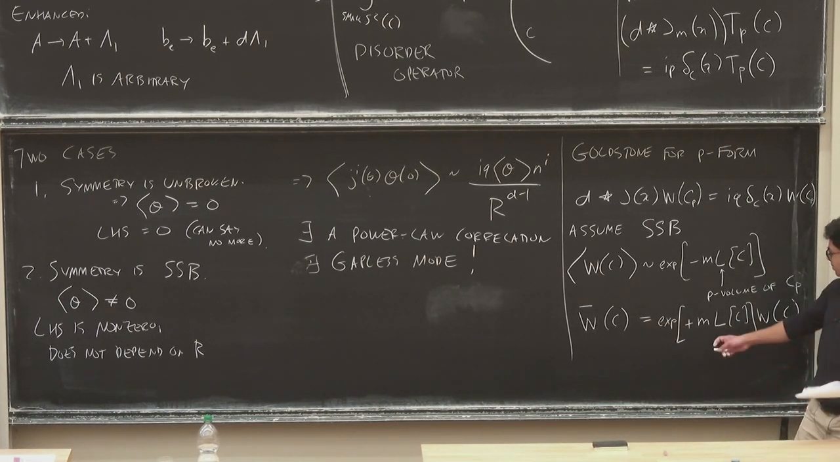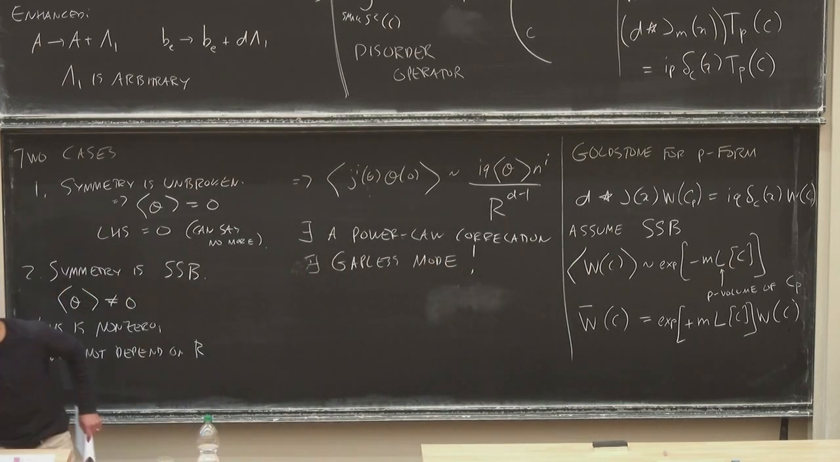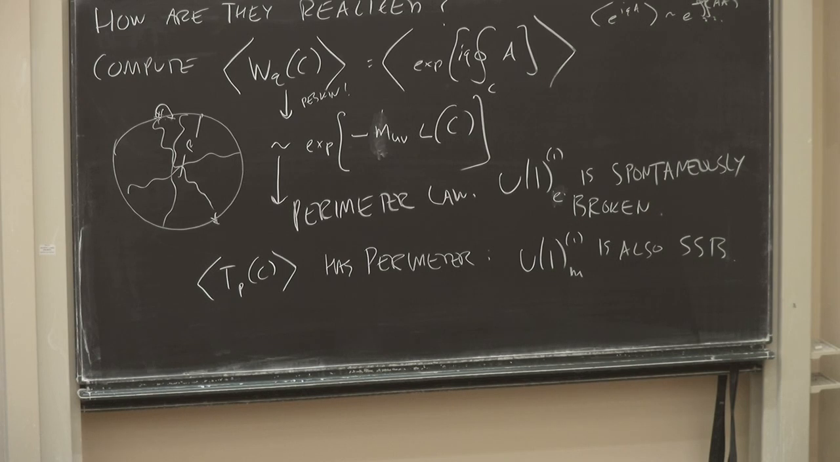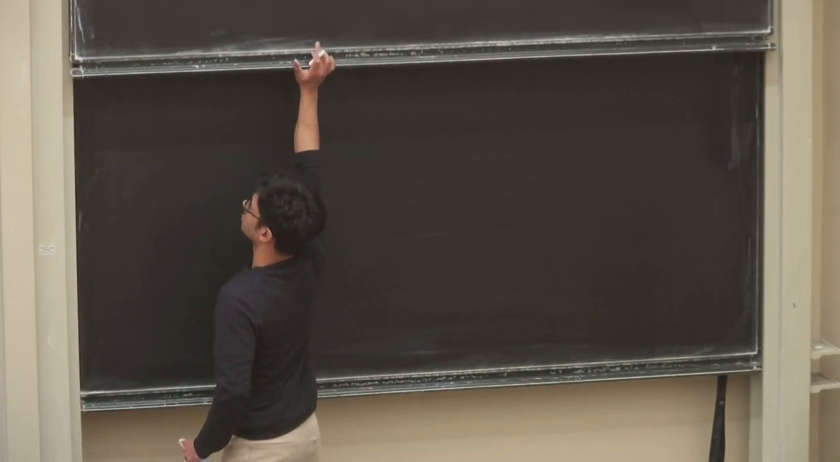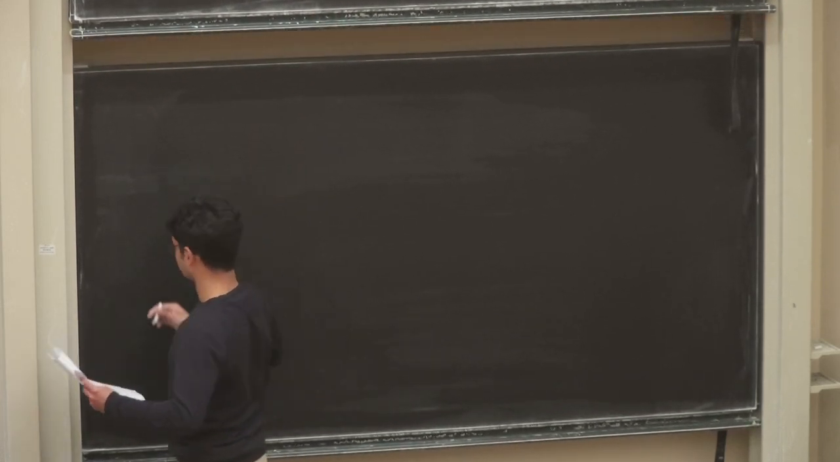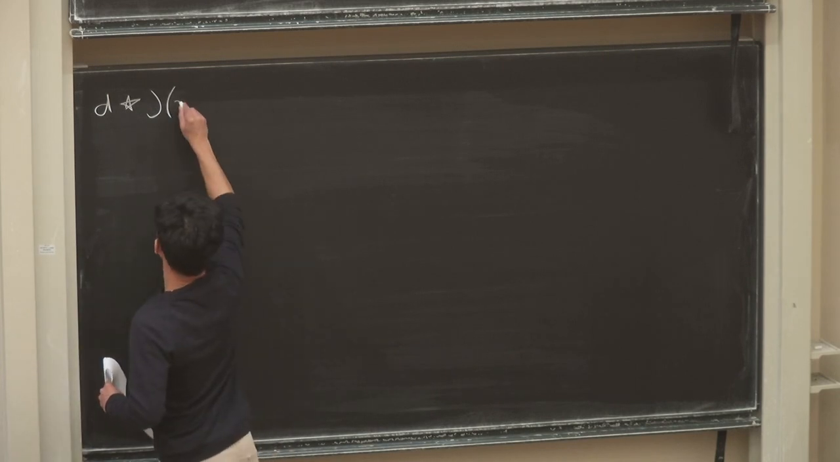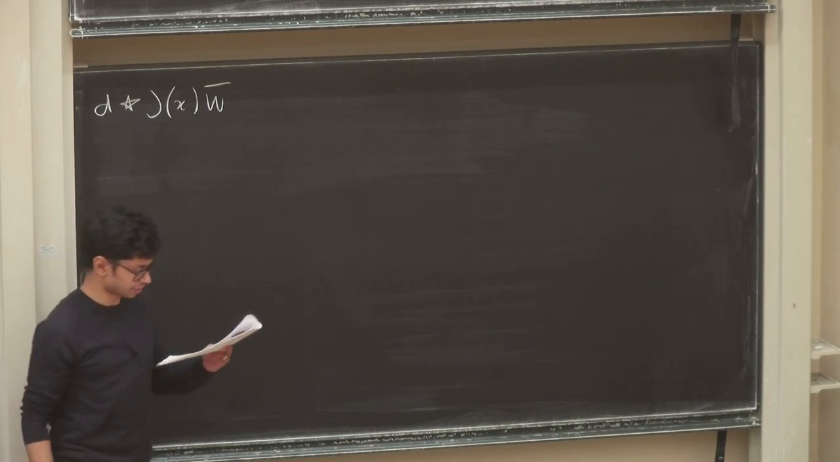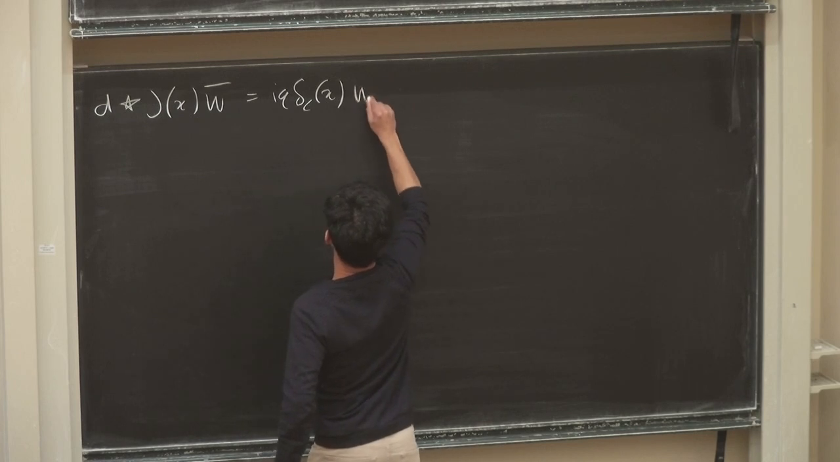Okay. Now, W bar is basically the same as W. It has all the same behaviors, all the same Ward identities. In particular, we have the following Ward identity. We have that d star J of x in the presence of W bar, this piece goes on both sides the same way. It's linear, right? So you get the same Ward identity: i q delta C of x, W bar of C.